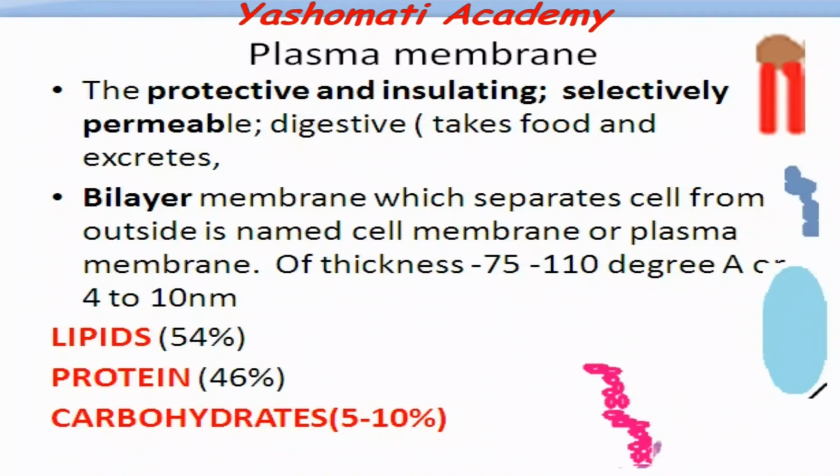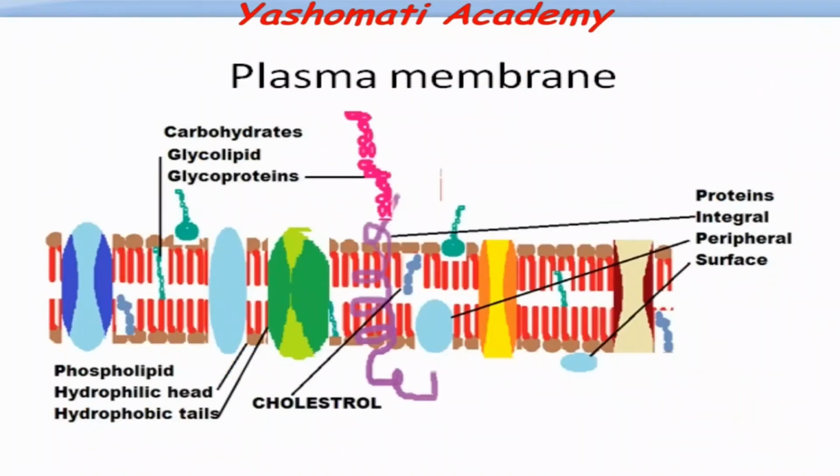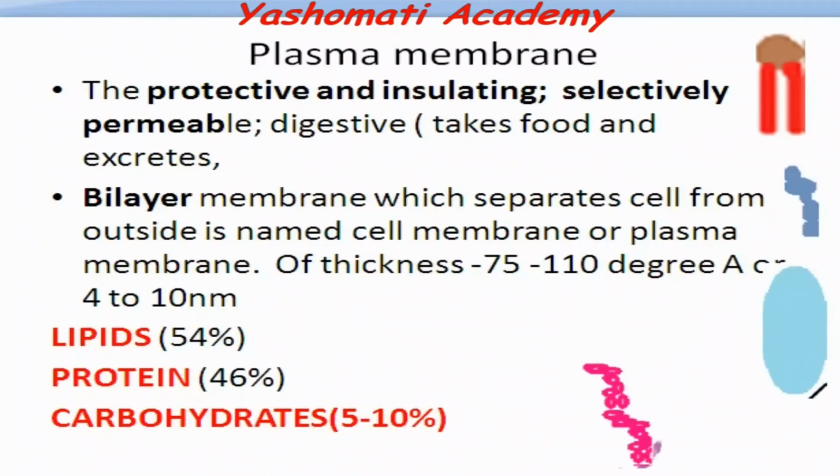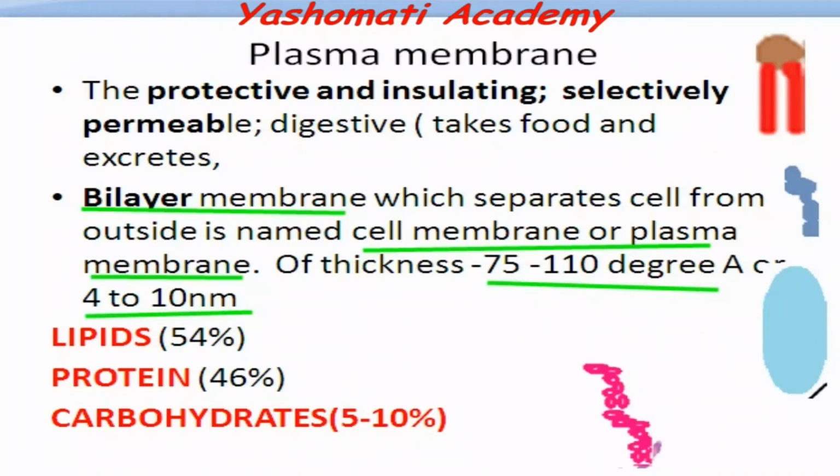If you look at this picture, then we can see that plasma membrane seems to be having two layers. One layer which is forming this outer layer and one layer which is forming the inner layer. Because of this, plasma membrane is said to be bilayer membrane. Bilayer means having two layers. Now this bilayer membrane is separating the cell from outside environment, and this bilayer membrane is called as the cell membrane or the plasma membrane. Its thickness is around 75 to 100 Angstrom, that is equivalent to 4 to 10 nanometers.